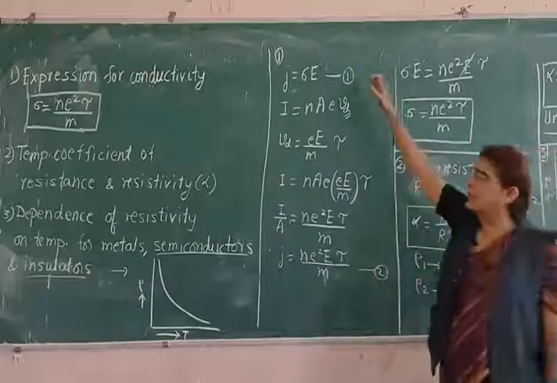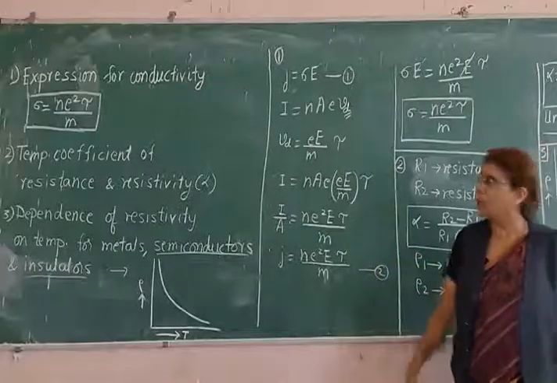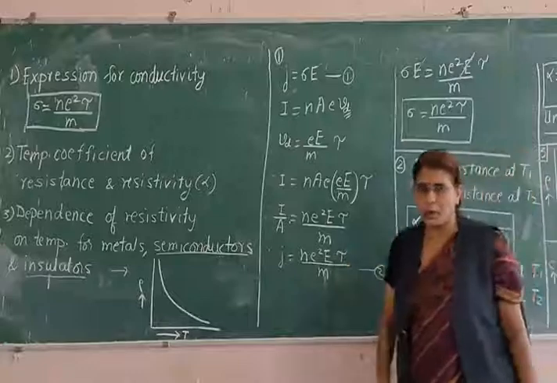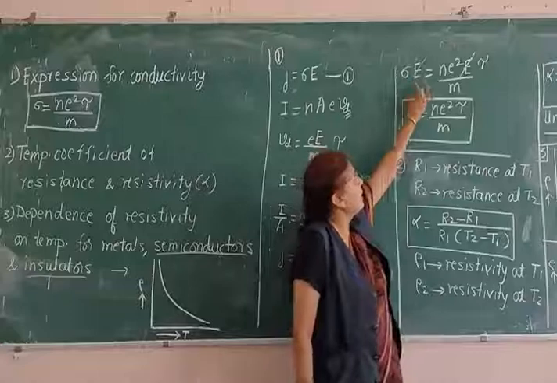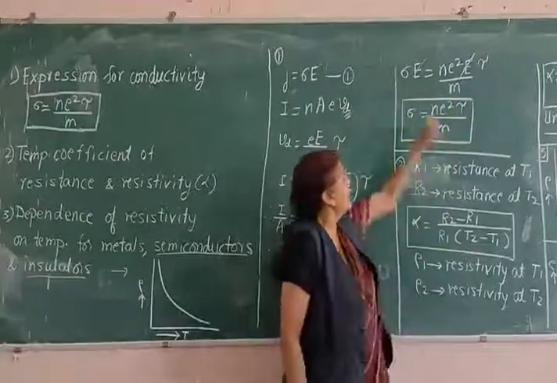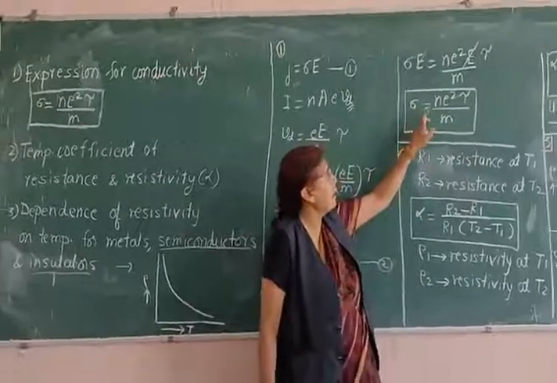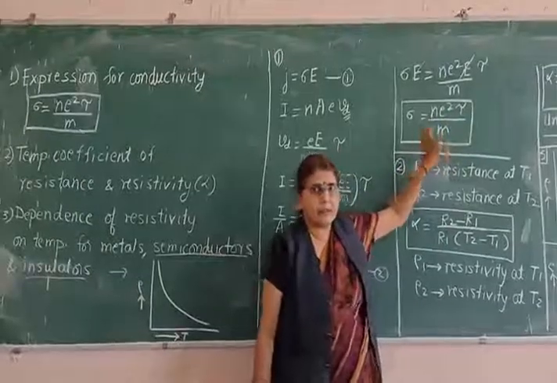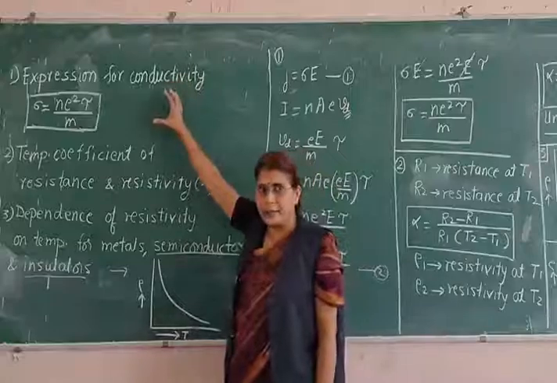If you observe equations 1 and 2, what do you find? Both are for the same current density. So you can very easily equate equation 1 to equation 2. Equating 1 and 2, sigma E is equal to n e square E tau divided by m. E gets cancelled on both sides. So you have the relation sigma is equal to n e square tau divided by m. So this is a very simple derivation which can be asked even for 5 marks.